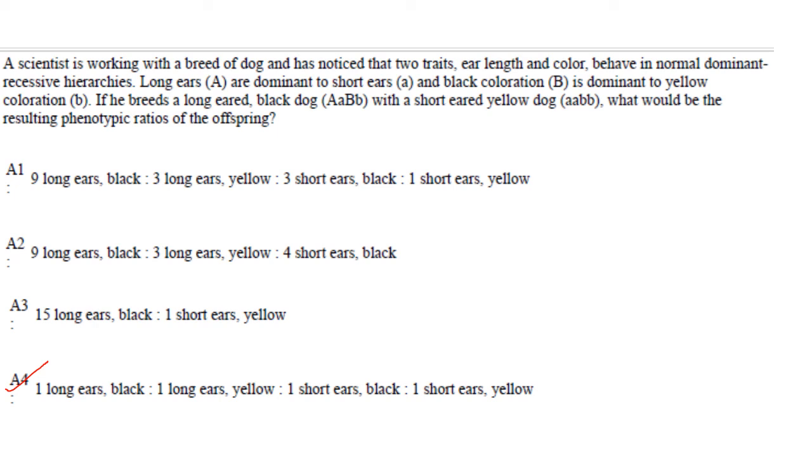A scientist is working with a breed of dog and has noticed that two traits, ear length and color, behave in normal dominant recessive hierarchies. Long ears are dominant to short ears and black coloration is dominant to yellow coloration. If he breeds a long-eared black dog with a short-eared yellow dog, what would be the resulting phenotypic ratios of the offspring? So, option 4 is the answer. I have given the explanation in the next slide.